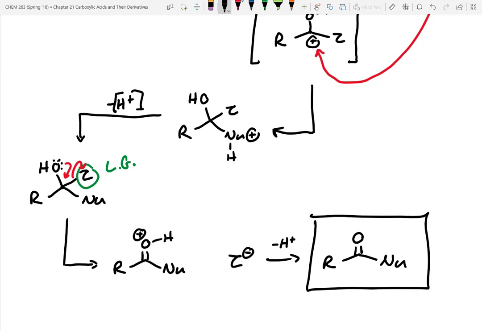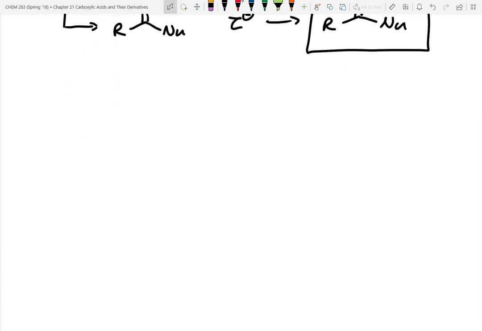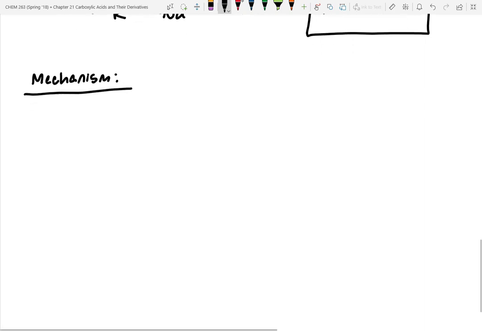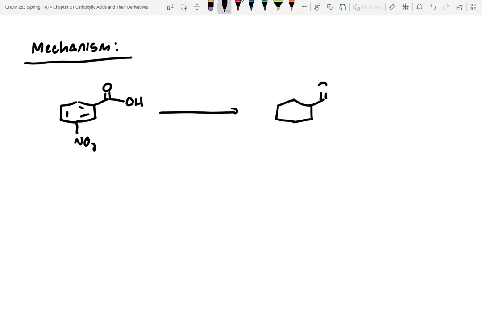All right, what I want us to do is actually work a little bit on our lab mechanism. So I'm going to give you some time to work on this in class, and I want you to check with your partner. And this is the mechanism that you did for making your ester. And when you made your ester, most of you started out with meta-nitrobenzoic acid. And you ended up making this into methyl meta-nitrobenzoate.